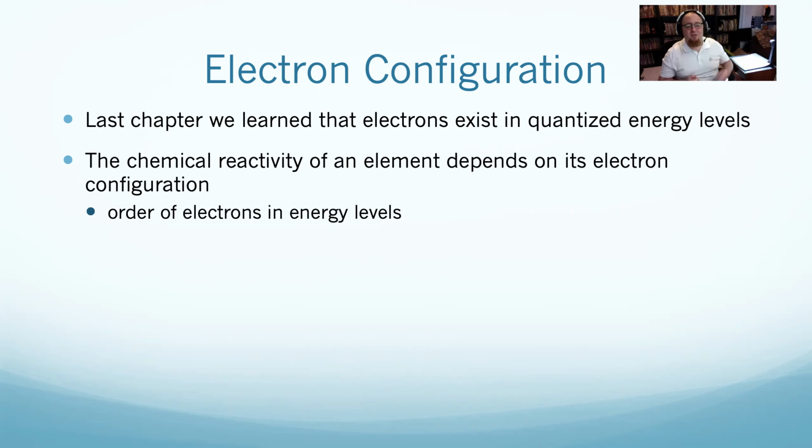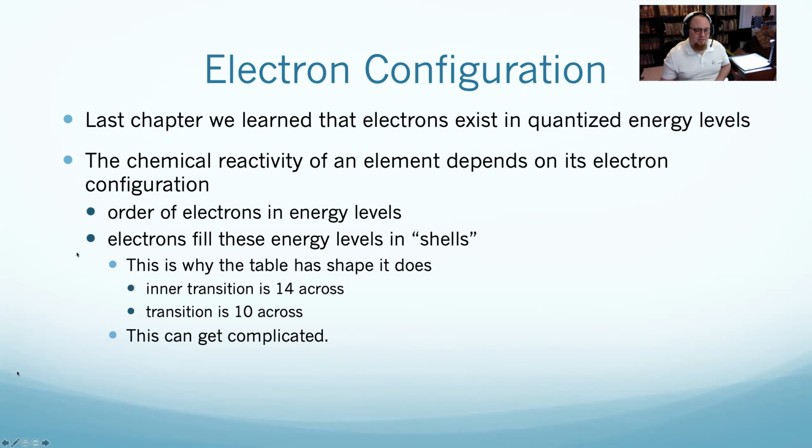But really, each of those levels has some sub-bands. And what happens is that each energy level has a limited amount of electrons that it can fit. And how an element reacts chemically completely depends on where those electrons are in the various energy levels.